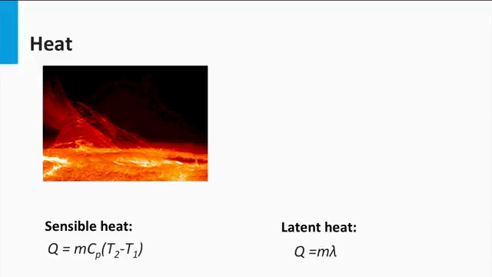On the other hand, the latent heat is the one that, without change in temperature, is able to make the material change its phase. In other words, it is the energy needed to go from solid to liquid or from liquid to gas. It can be calculated simply by multiplying the mass of the substance by the latent heat lambda.